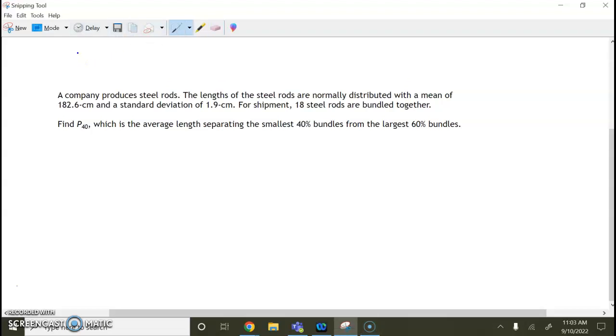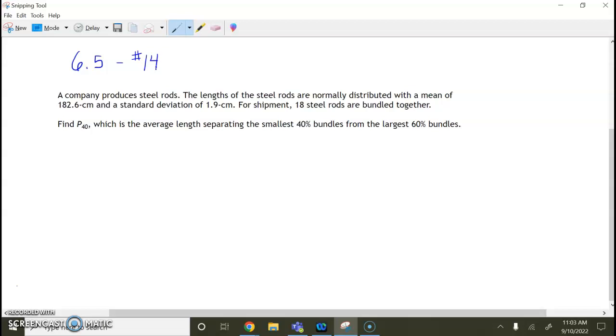So we're looking at 6.5, the section on the central limit theorem, and this is number 14. We have a company producing steel rods, and the lengths of these steel rods are normally distributed with a mean of 182.6 centimeters and a standard deviation of 1.9 centimeters. For shipment, we have 18 steel rods bundled together.